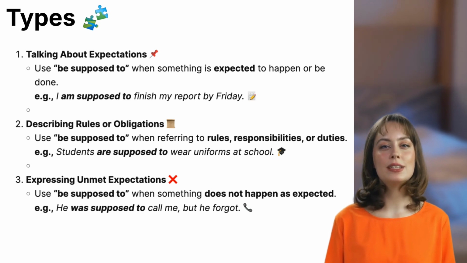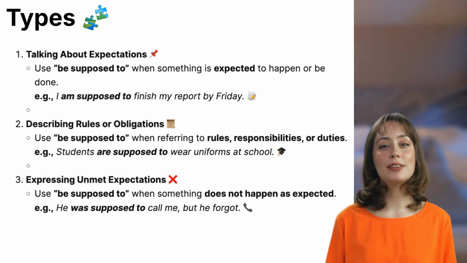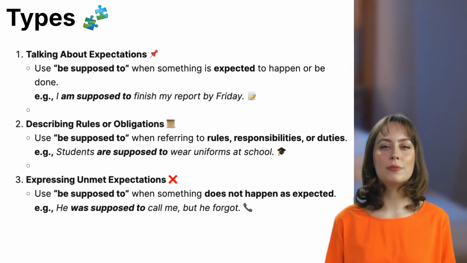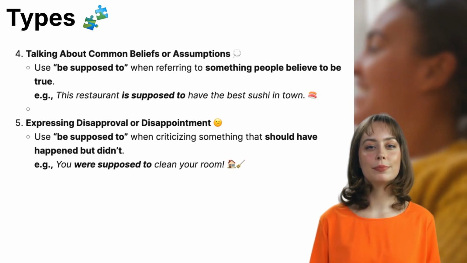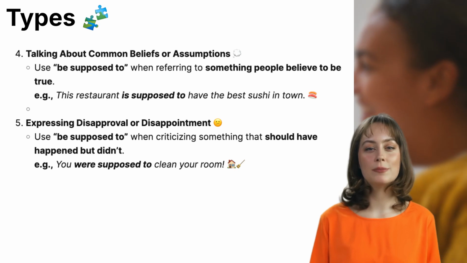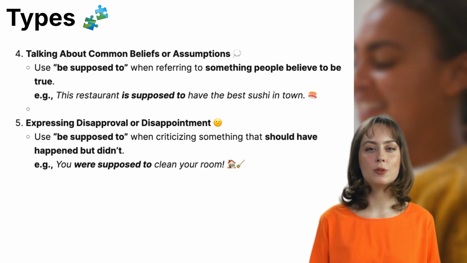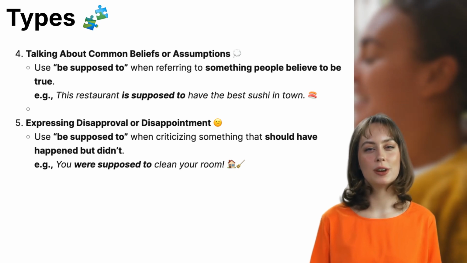This means I expected him to call, but it didn't happen. More examples. It was supposed to be sunny today, but it's raining. We were supposed to meet at noon, but she was late. If an expectation wasn't met, be supposed to is the perfect way to express it. 4. Talking about common beliefs or assumptions. Use be supposed to when referring to something that people believe to be true, even if you're not sure.